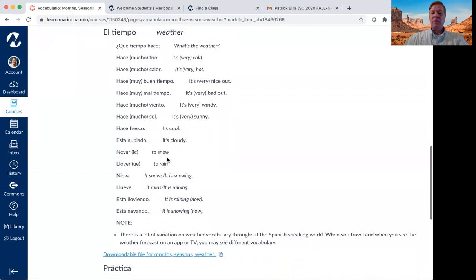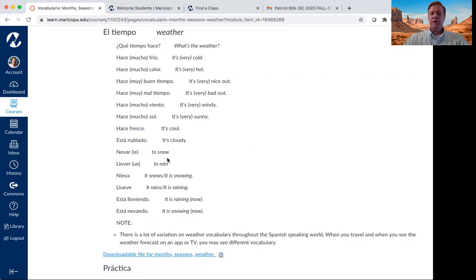Bien, and then talking about weather, Spanish uses several structures to talk about weather. Hace plus a noun is very common. So hace frío, hace calor, hace buen tiempo, mal tiempo, etc.